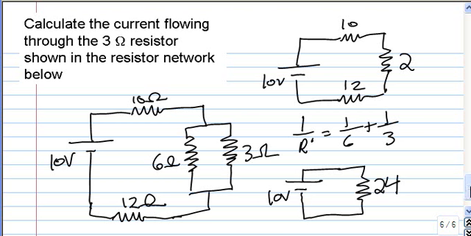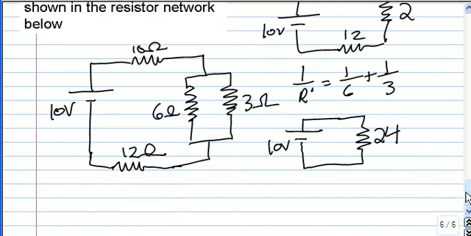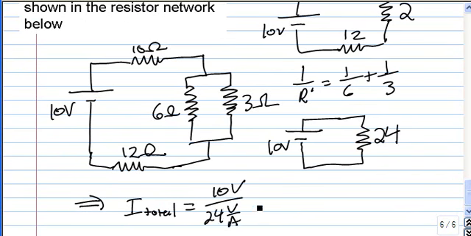Once we've done this, we can calculate the amount of current that's flowing out of the 10 volt supply. It says that the total current is going to be equal to 10 volts over 24 ohms by Ohm's law, and an ohm is a volt per amp. So it says that the total current is 0.417 amps.